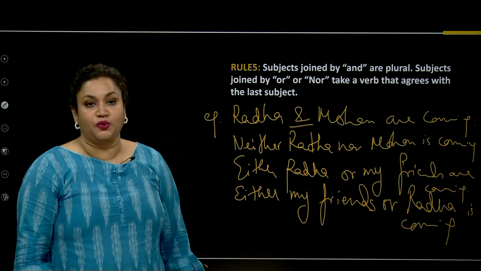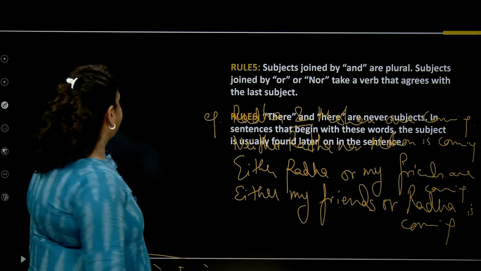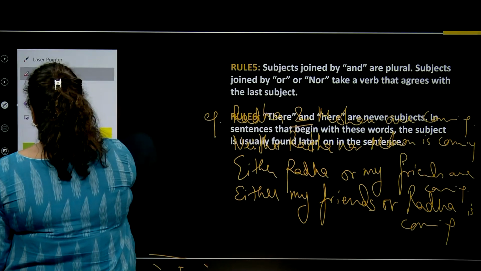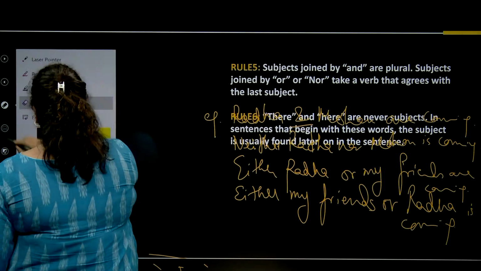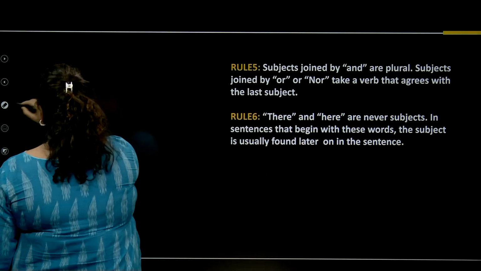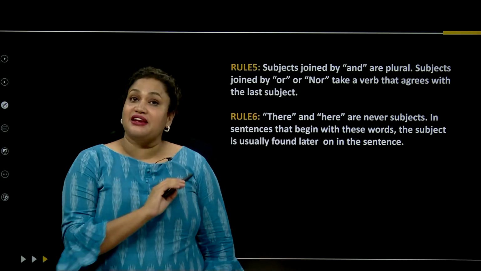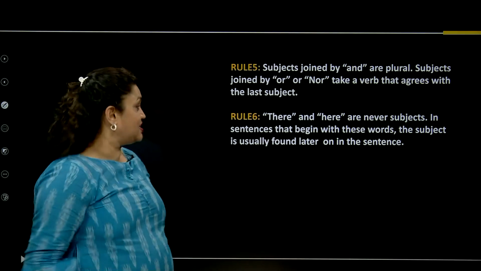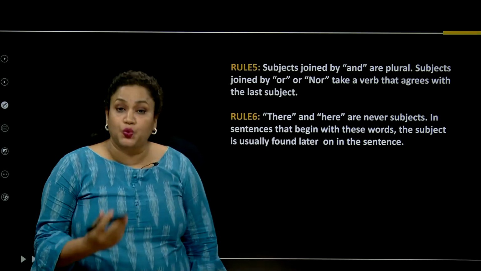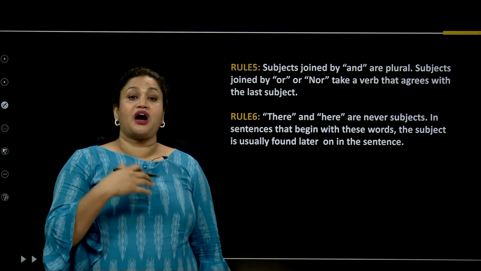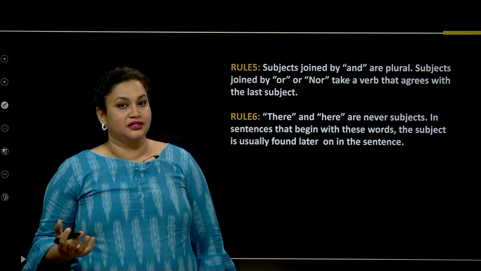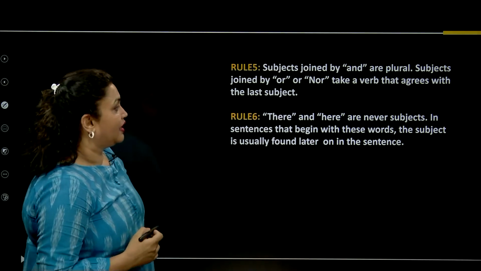Let's go to the next one. "There" and "here" are never subjects. In sentences that begin with these words, the subject is usually found later on in the sentence. Okay?